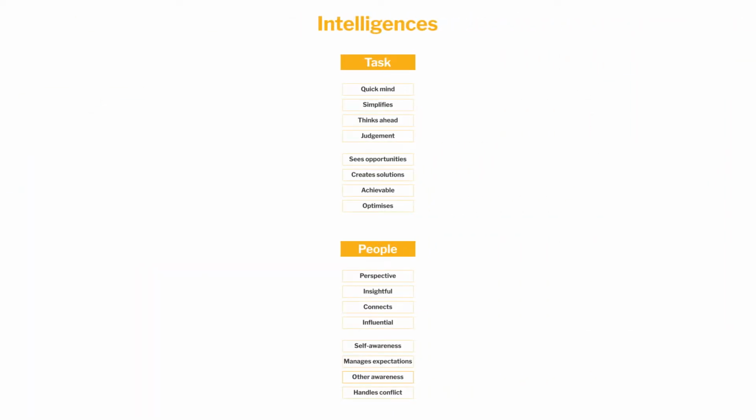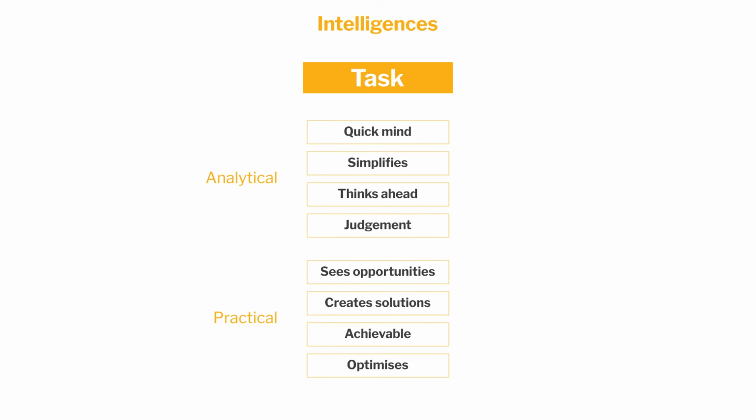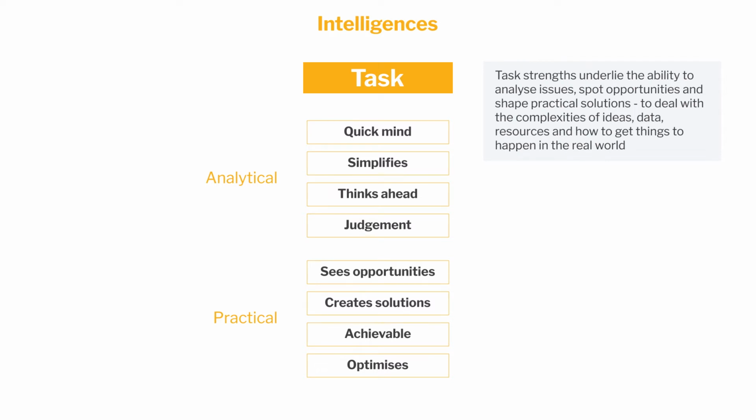Now let's go to the intelligences. There are 16 intelligences in total, and 8 of these relate to task intelligence. We think of task intelligence as being about the strengths that underlie our ability to analyze issues, to spot opportunities, to deal with complexities of ideas, and about how to get things to happen in the real world.